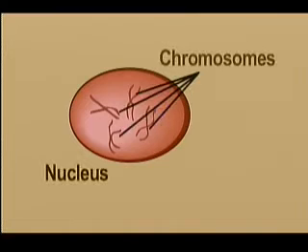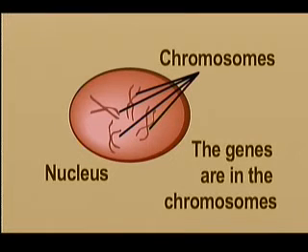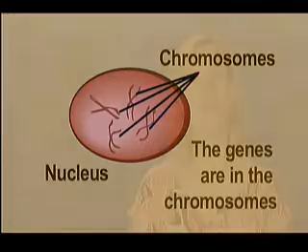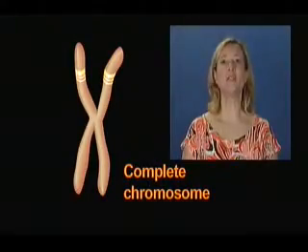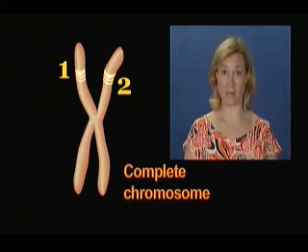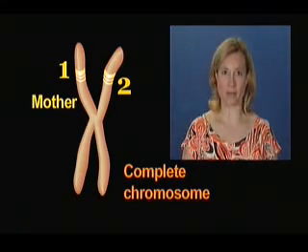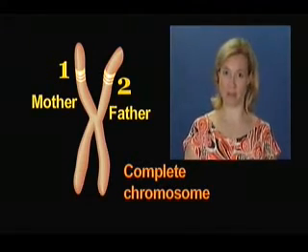Remember, to find the genes, we have to zoom into the nucleus of a cell, find a chromosome, and the genes are in the chromosomes, kind of like pages in a book. A complete chromosome set includes 2 copies of each gene. 1 copy comes from the mother, and 1 copy comes from the father.